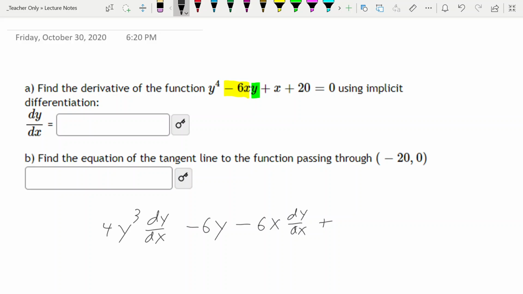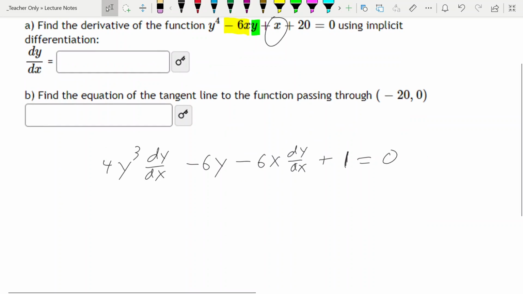Now we're going to move right along. I realized I skipped over this on the last one, so I'll hit it now. What's the derivative of x? Well, it would be dx/dx, just like the derivative of y is dy/dx. But dx divided by dx makes 1. So that's why the derivative of x is 1. Derivative of 20 is 0. Derivative of 0 is 0.